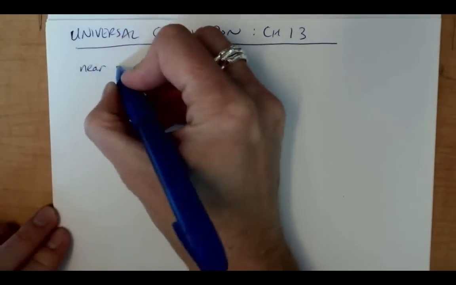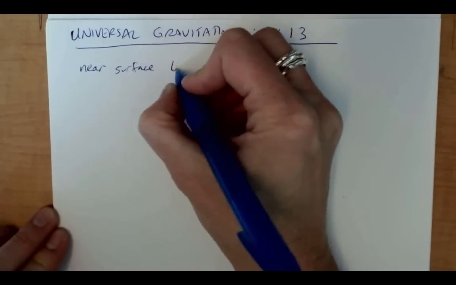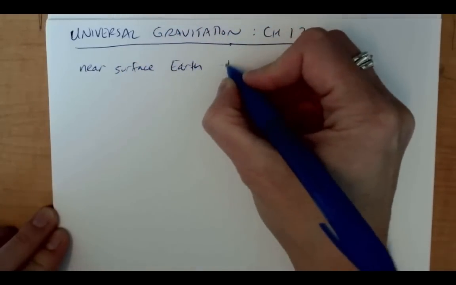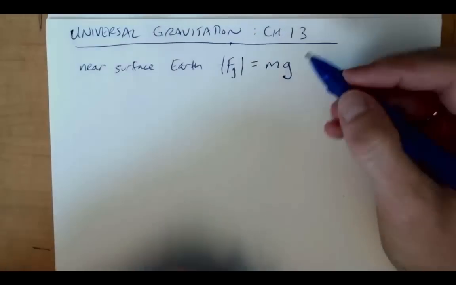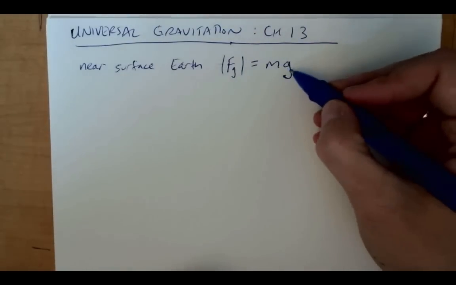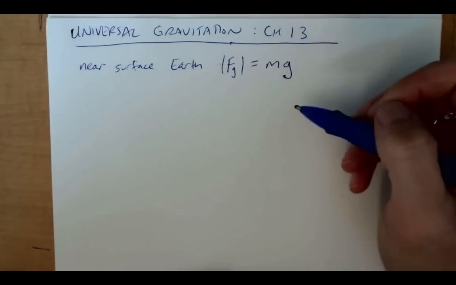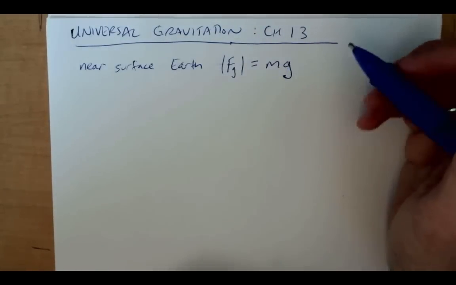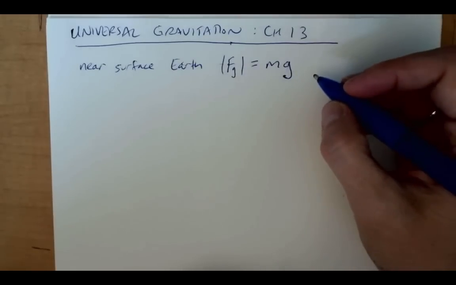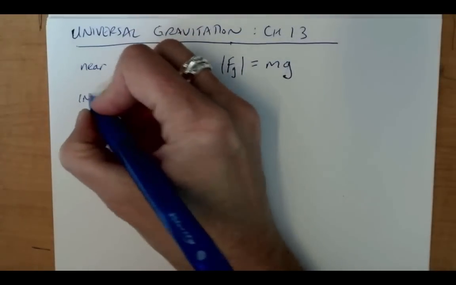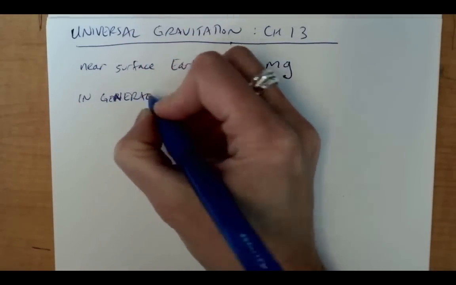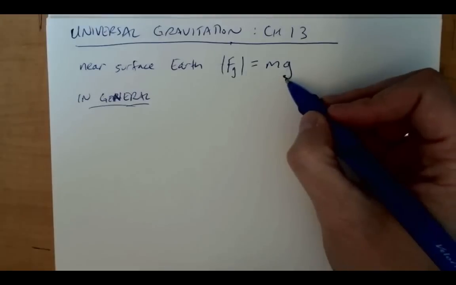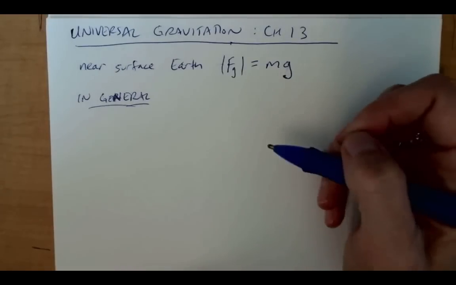So we know that near the surface of the Earth, the magnitude of the force due to gravity is simply equal to the weight, which is the mass times our g, which near the surface of the Earth is around 9.8 meters per second squared. But we can now write a general equation where you're not necessarily right near the surface of the Earth.